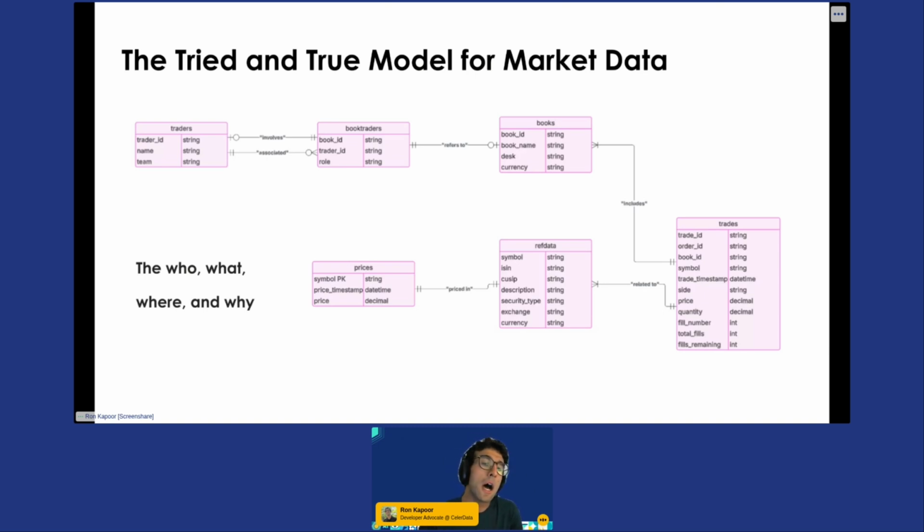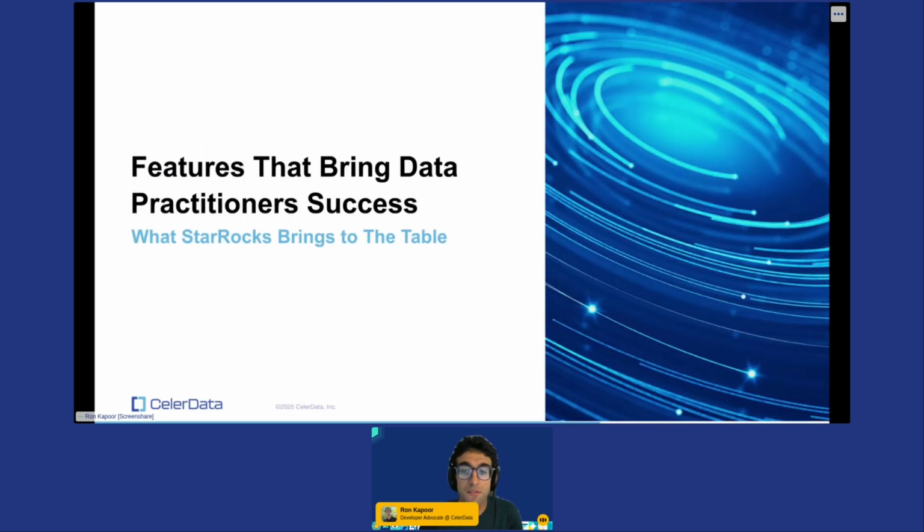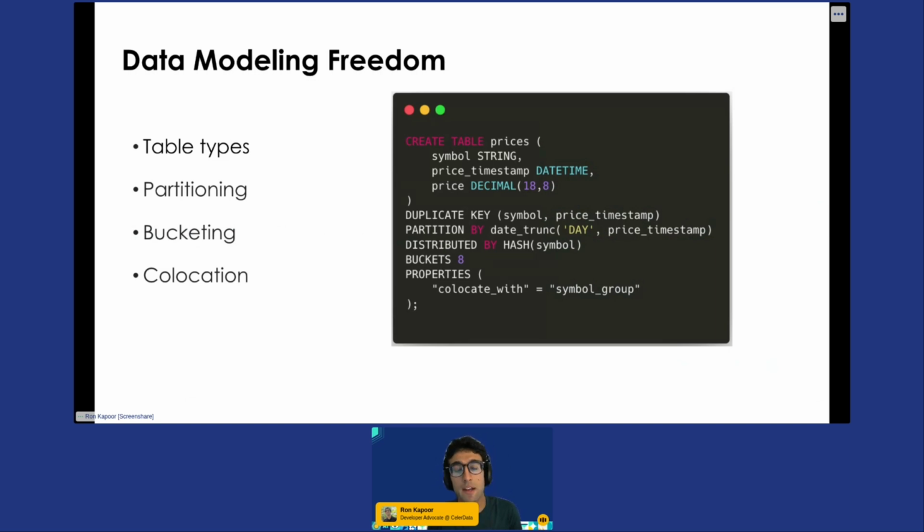Let's talk about some of the features that StarRocks provides that can drive us to success, knowing what we know and the pillars that we want to achieve in modern warehousing with financial information. It starts with data modeling freedom. When modeling market data, not every single table is equal. Prices are moving fast, and whether you care about every tick or just the latest snapshot, that's going to drive your schema choice a lot.